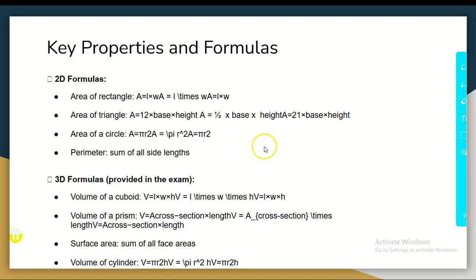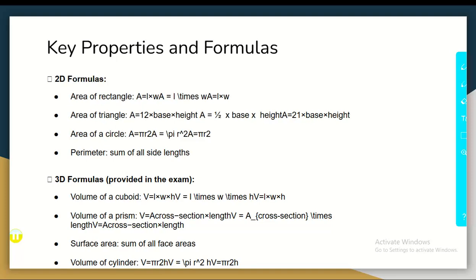Let's quickly revise key formulas that connect 2D and 3D knowledge. 2D formulas. Area of a rectangle is length times width. Area of a triangle is half times base times height. Area of a circle is pi r squared. Perimeter is sum of all side lengths.